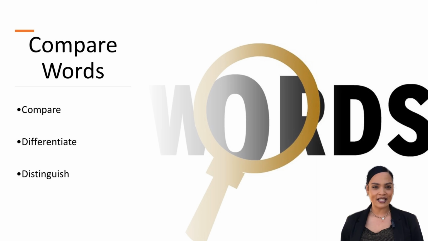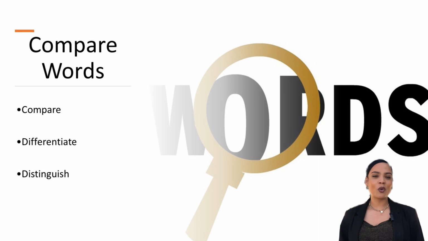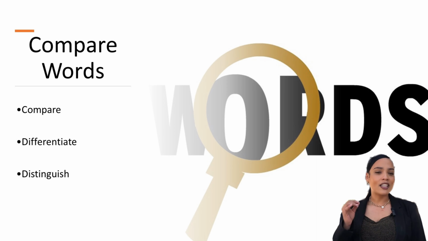Compare. When it says compare, this means show what is the same and what is different. This is what is required from you. Write similarities and differences. Differentiate. When it says differentiate, this means show the differences only. This is what is required from you. Explain how they are not the same.